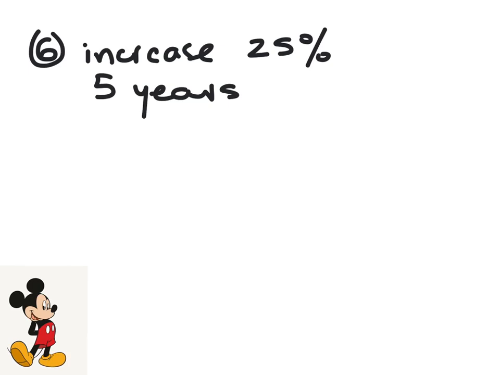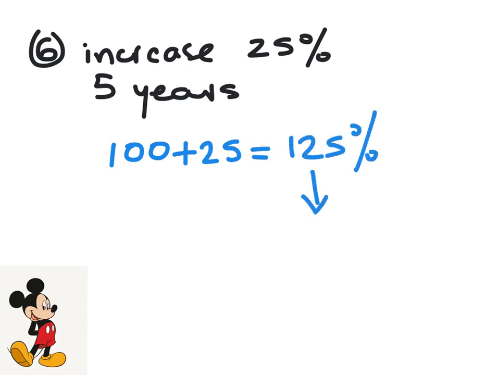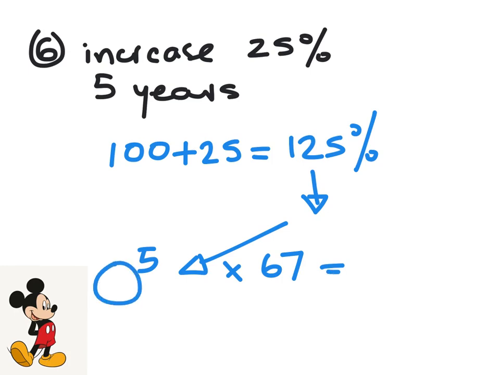Question 6, a percentage, a compound interest question. So it's increasing by 25%. So 100 plus 25 is 125%. Turn that into a decimal, and then use that decimal to the power 5 times whatever the starting height is, which is 67, and that'll give you your answer. Okay, so your decimal to the power 5 times 67 for your final answer. We're quite good at those.